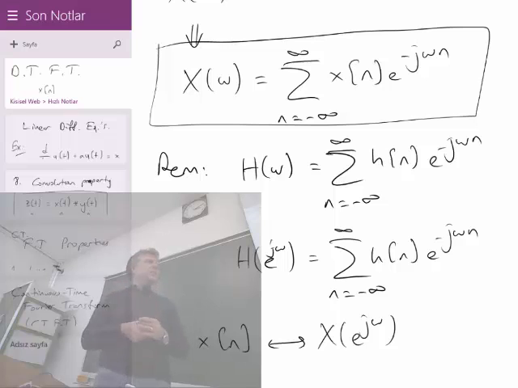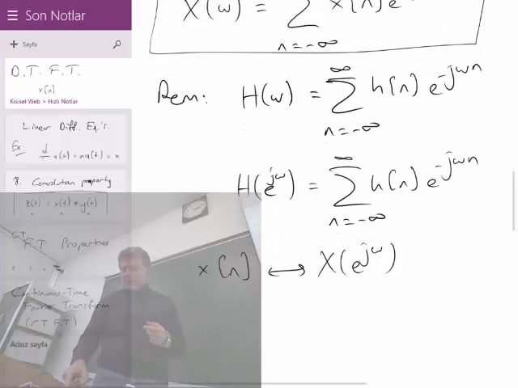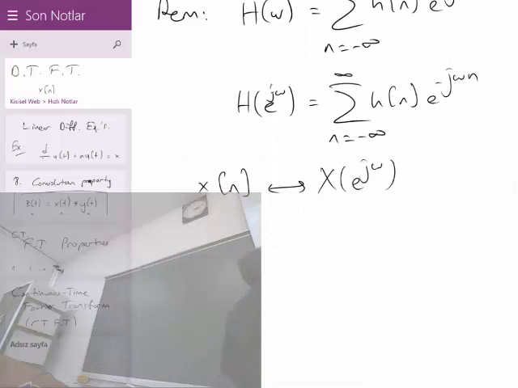So since it is 2 pi periodic, perhaps this X of e to the j omega expression is giving us an idea about that. Because the Fourier transform in discrete time is in terms of not j omega, but in terms of e to the j omega, which makes it automatically 2 pi periodic. E to the j omega is 2 pi periodic.